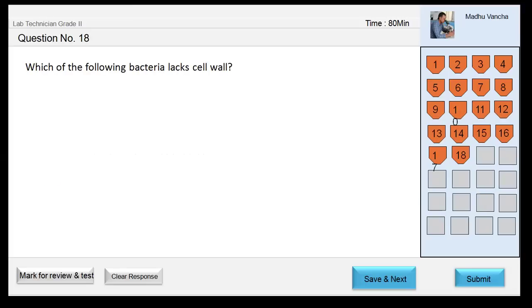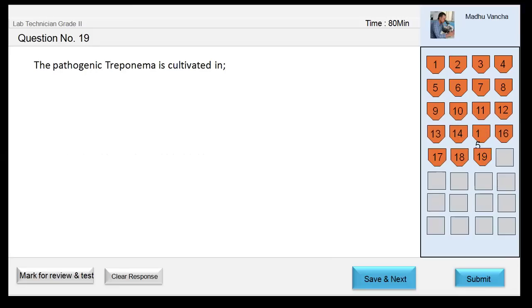Next question, which of the following bacteria lacks the cell wall? Option A, Helicobacter. Option B, Bordetella. Option C, Mycoplasma. Option D, all of the above. Here the right answer is option C, Mycoplasma. So Mycoplasma do not possess the cell wall. It is a cell wall deficient bacteria. So as it is a cell wall deficient bacteria, there is no proper shape and no proper size. So it exhibits pleomorphism.